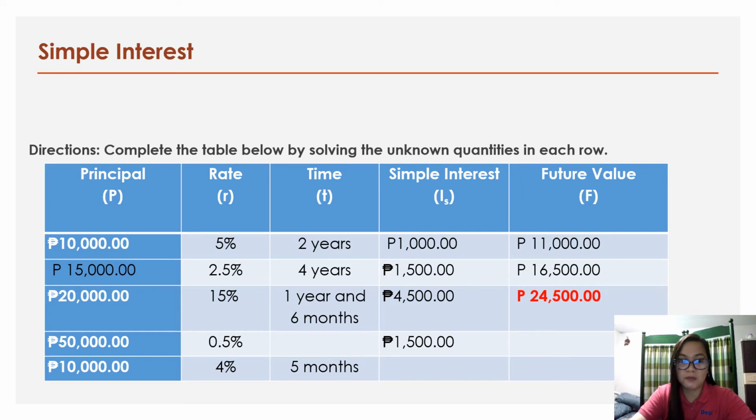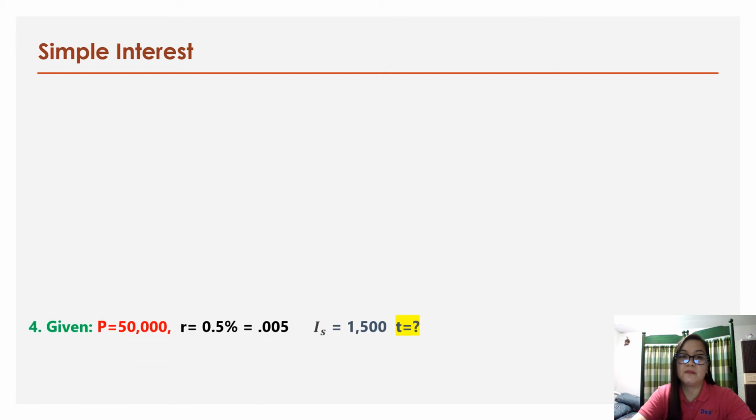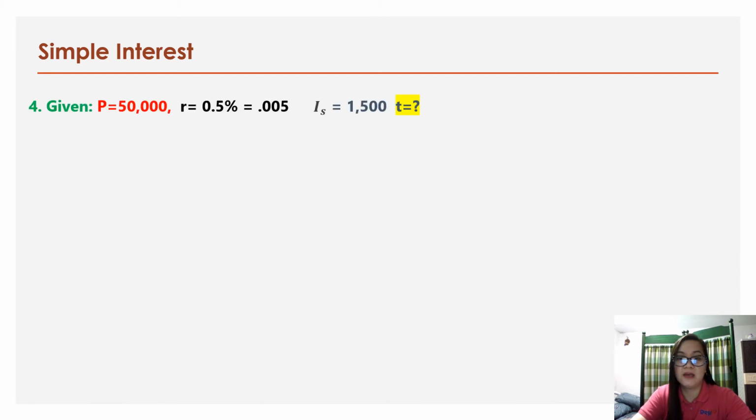Next, we go to the next column. We have here the principal of 50,000 pesos. Rate is 0.5%. Time is unknown. Simple interest amount is 1,500 and the future value also is unknown. These are the given.